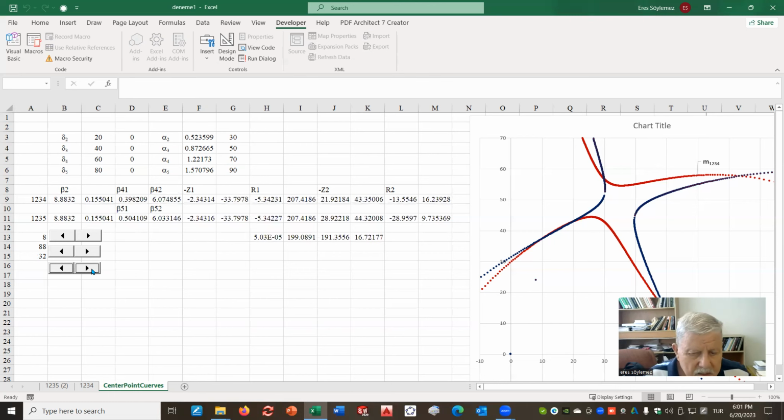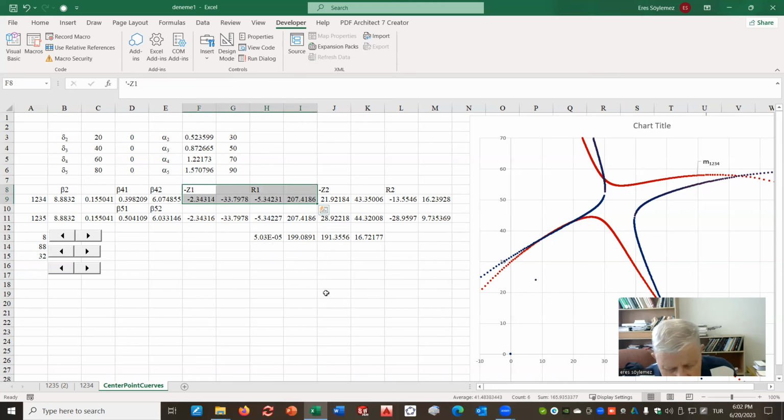Okay, I think that's good enough. Now I have found one solution, and this solution corresponds to these values, Z1 and R1. All these values, as you can see, are equal. So what I will do is, this is one of my solutions, Control C.